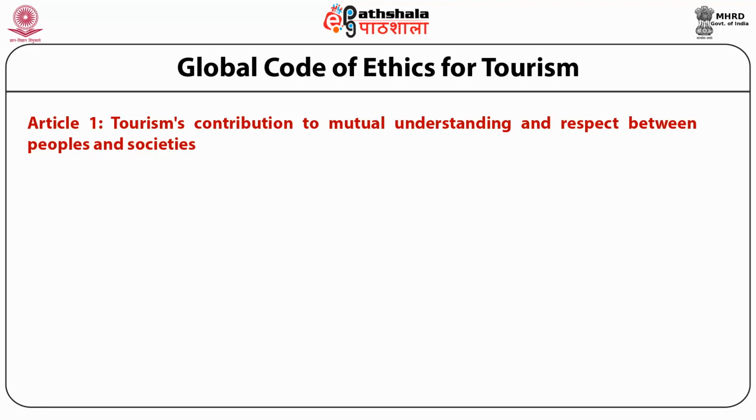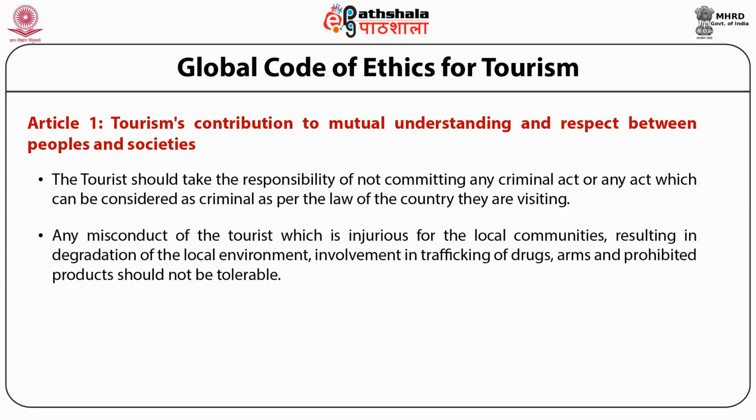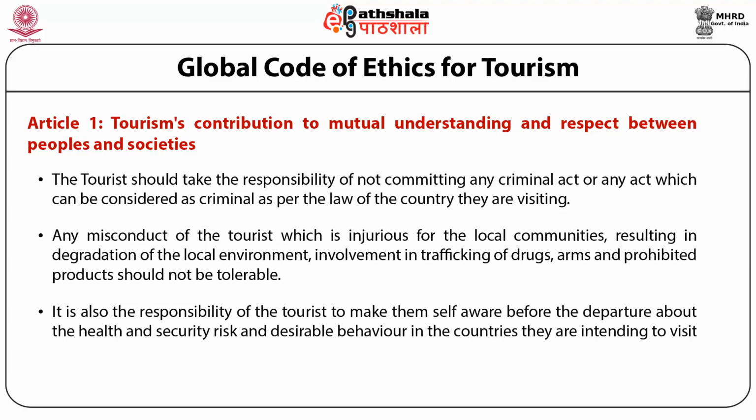And the last points in Article 1 emphasize that the tourist should take the responsibility of not committing any criminal act, or any act which can be considered criminal as per the law of the country they are visiting. They should not abstain from the legal process of the country they are visiting. Any misconduct of the tourist which is injurious for the local community, resulting in degradation of the local environment, or involvement in trafficking of drugs, arms and prohibited products should not be tolerated. And one more point added says it is also the responsibility of the tourist to make themselves aware before departure about the health and security risks and desirable behavior in the countries they are intending to visit.